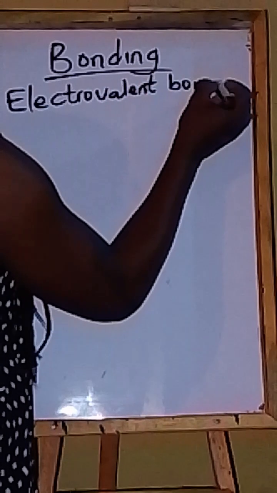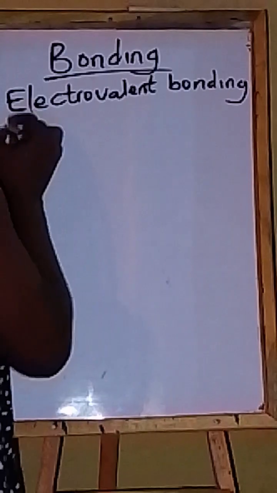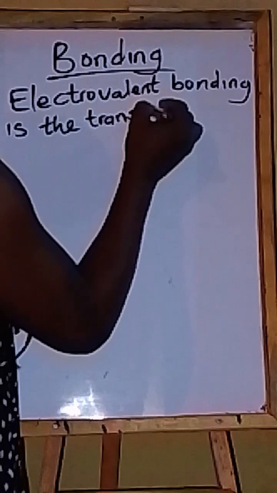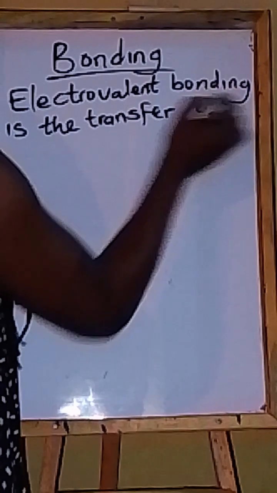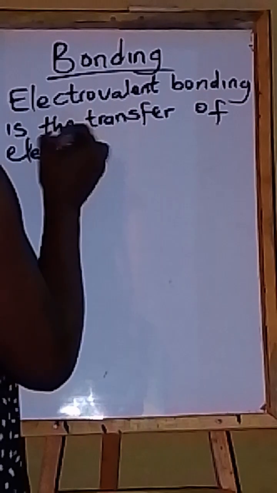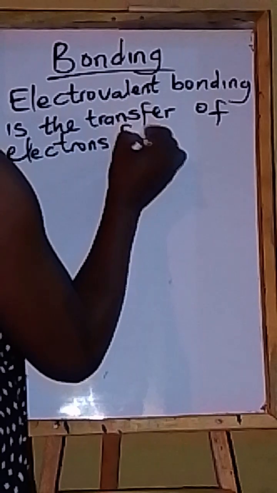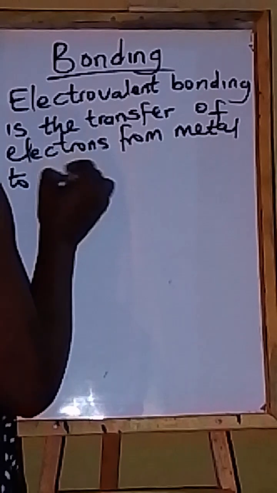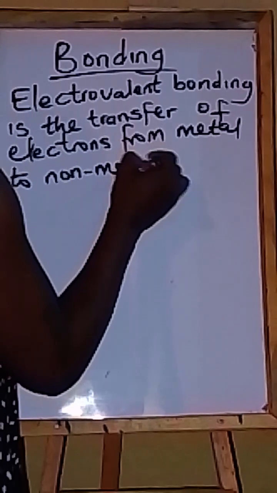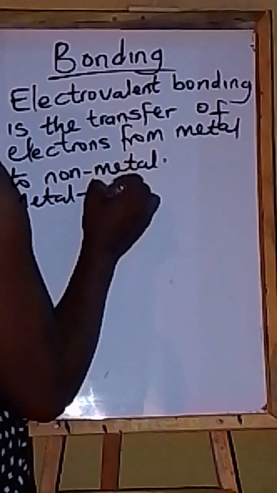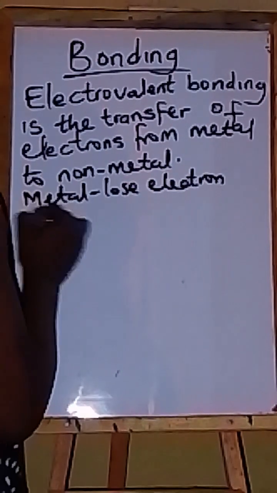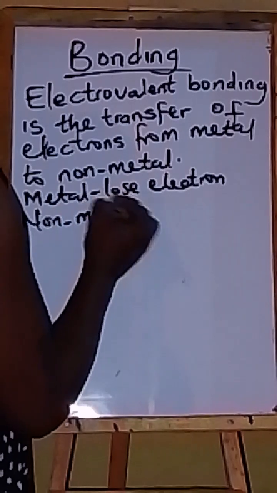Electrovalent bonding is the transfer of electron from metal to non-metal. What did I mean? Metal has to lose. Metal will lose electron. Non-metal, they gain the electron.